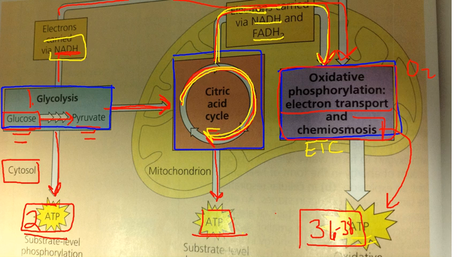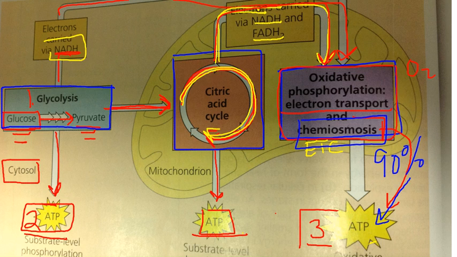Chemiosmosis, let me change the color. Chemiosmosis is responsible for about 90% of ATP production. Okay? 90%. That just goes to show how important chemiosmosis is. So this has been a large-scale overview of cellular respiration.